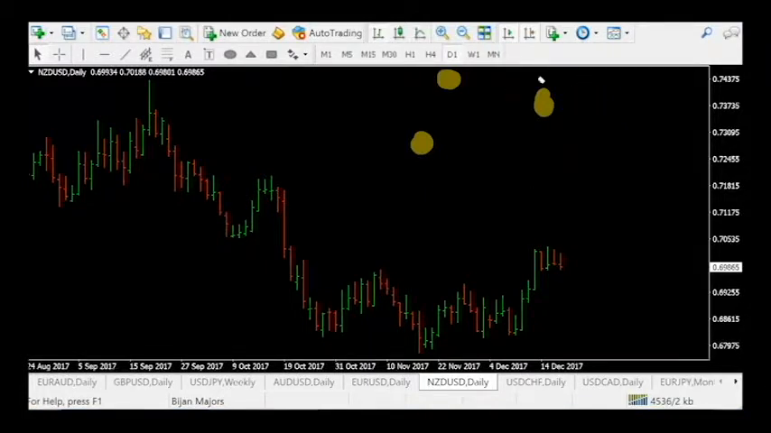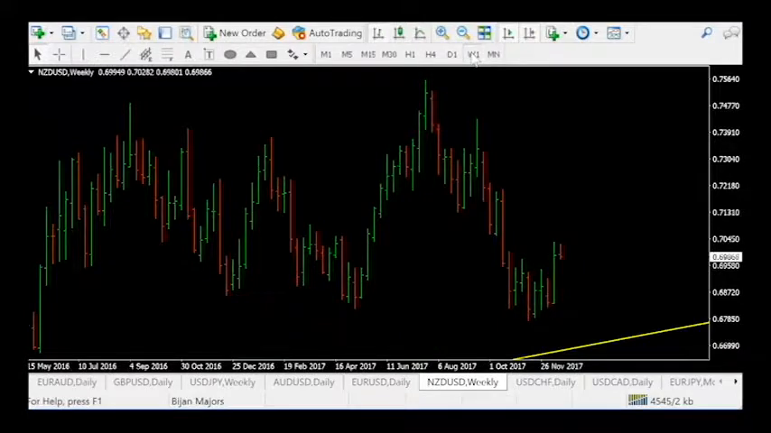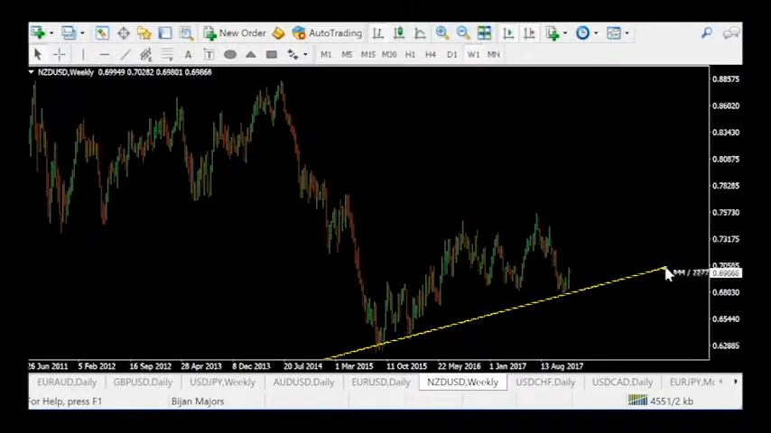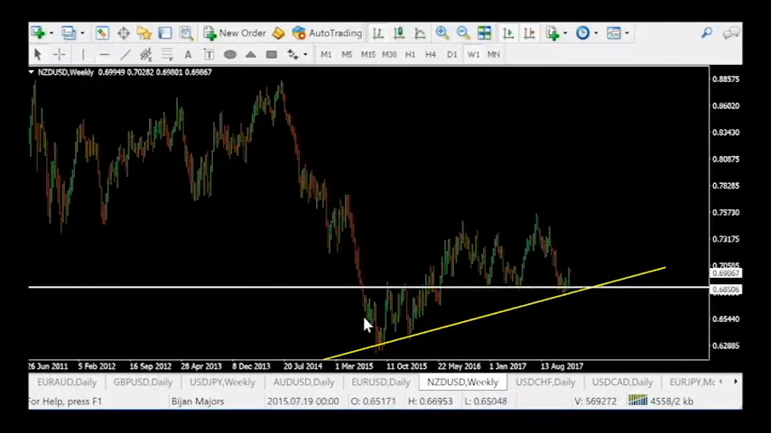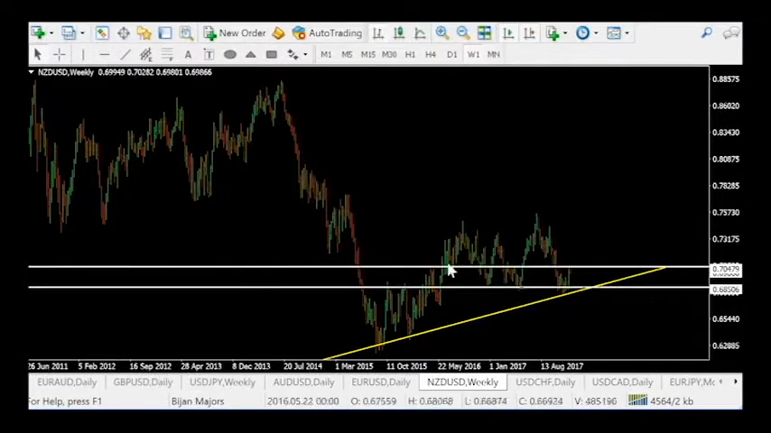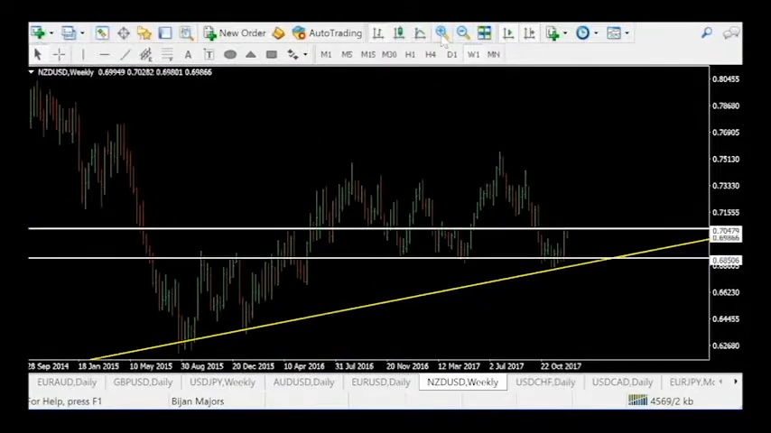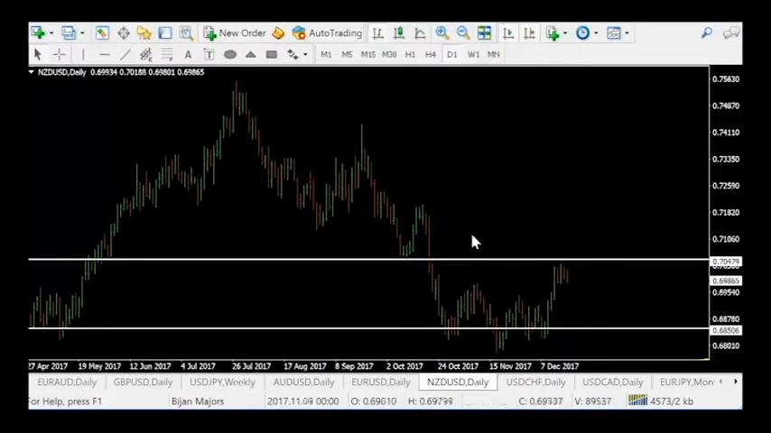New Zealand US dollar. Let's just move on again to the weekly, see what we can find, where we are seated. The New Zealand US dollar is seated right there. Let's see if we can find some levels there. All right, those are the levels. The price is stuck in some strong levels there.